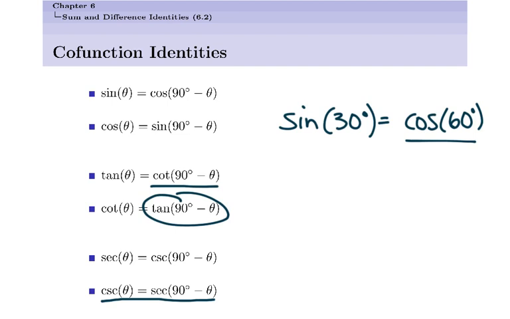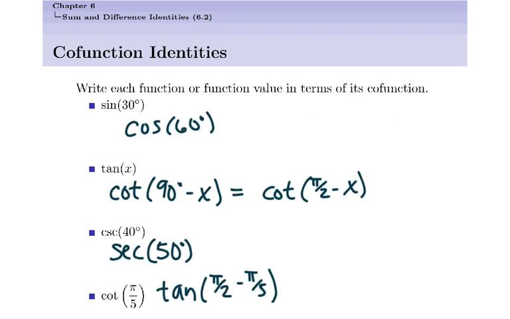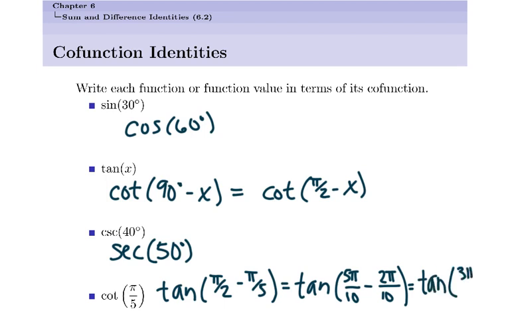If I asked you for cotangent of pi over 5, you would get tangent of pi over 2 minus pi over 5. Get a common denominator so you can simplify. I have 2 and 5, so I'm going to choose a denominator of 10. So 5 times 5 minus 2 times 2, and I'm going to get tangent of 3 pi over 10.